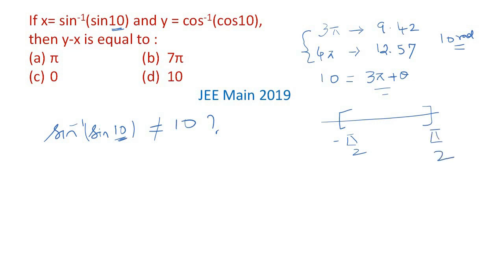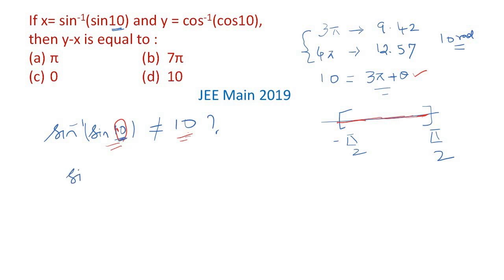So the number should be between these. If the number coming here, 10, is within this interval, then you can straight away write sine inverse of sine x is equal to x, or sine inverse of sine theta equal to theta. But unfortunately this 10 is not within this interval. Why? Because this 10 radian happens to be 3 pi plus theta. This is minus pi by 2 here. So we try to express this sine 10 in a suitable way. How is it done?